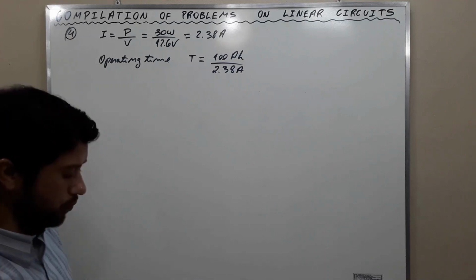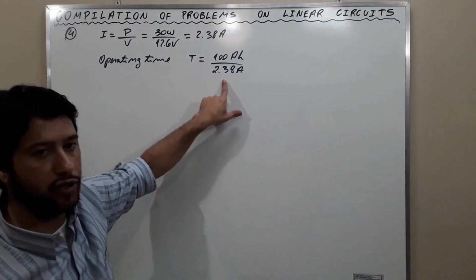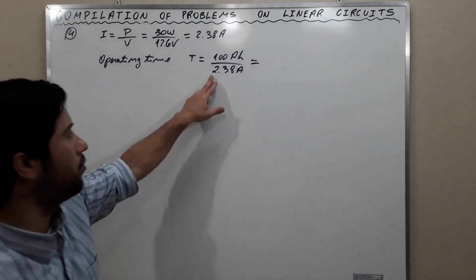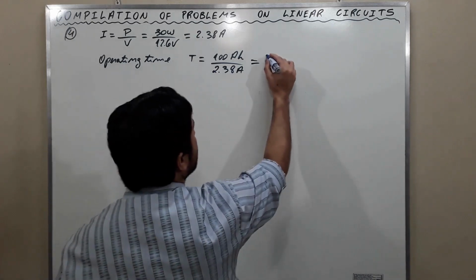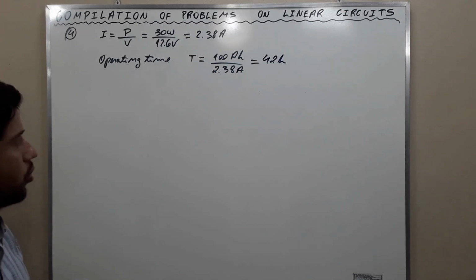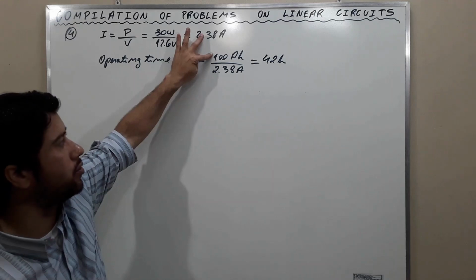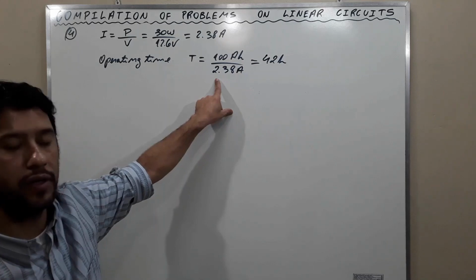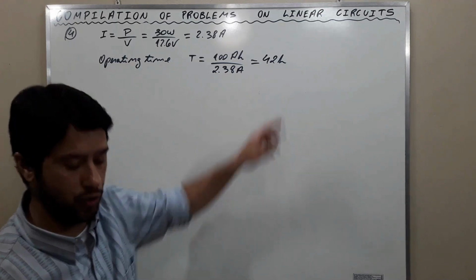Okay, so dividing the capacity by the actual current, we get that the battery delivering this current is going to be able to operate for 42 hours. Okay, the battery can deliver 100 ampere hours, and since the battery is supplying 2.38 amperes, it will be able to operate for 42 hours.